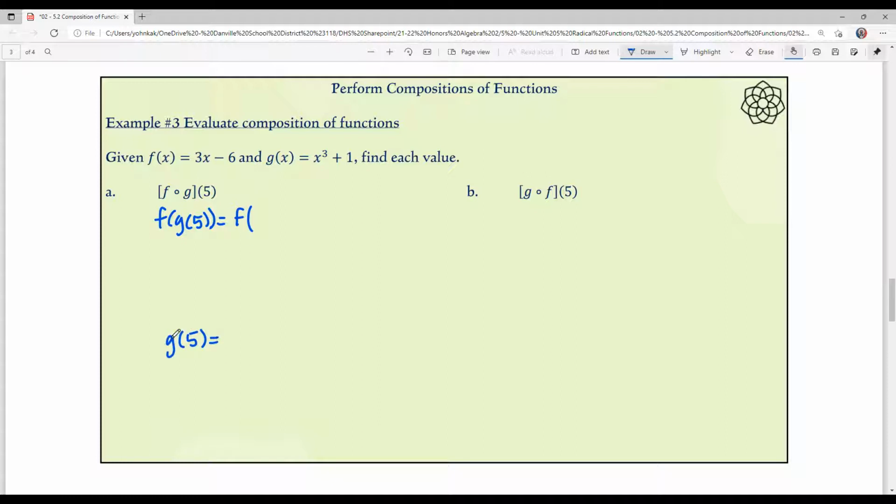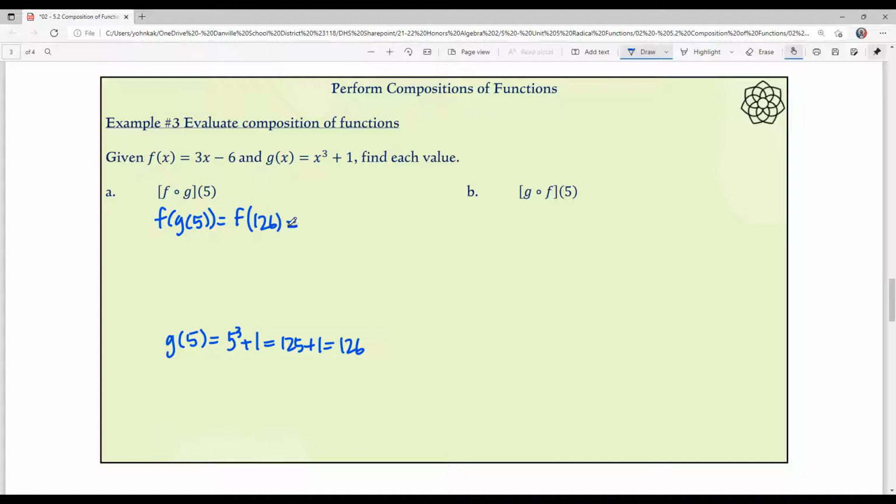G of 5 means go to the g function and substitute 5 in for x. So 5 cubed plus 1. Well, that's 125 plus 1, so that's 126. That means g of 5 is 126.